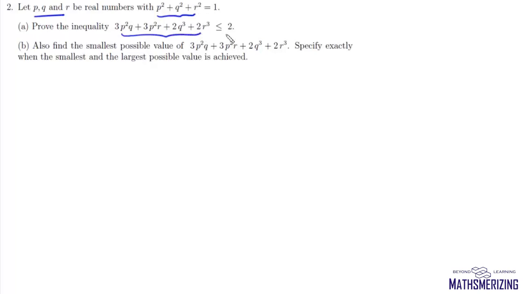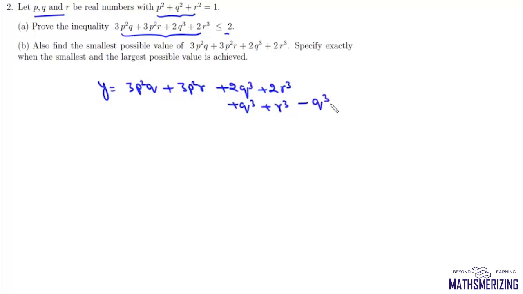We have to prove that it is less than 2 and we have to find its smallest and largest value. So let this be y. So this is 3p square q plus 3p square r plus 2q cube plus 2r cube. Now what we'll do is we'll add q cube and r cube and we'll subtract q cube and r cube.